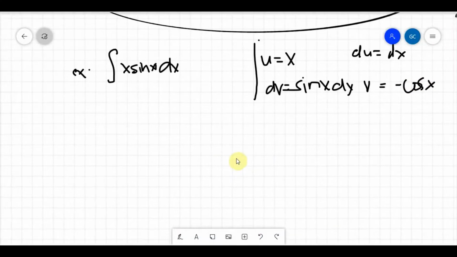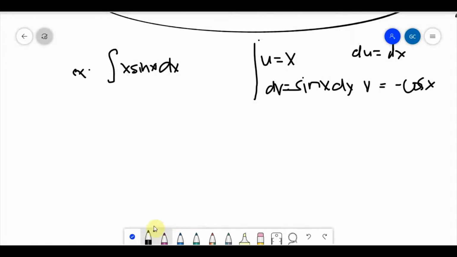Alright, so we are going to follow the given formula. We have u times v, so we have x times negative cosine x minus the integral of v times du, which is negative cosine x, and our du is just dx.